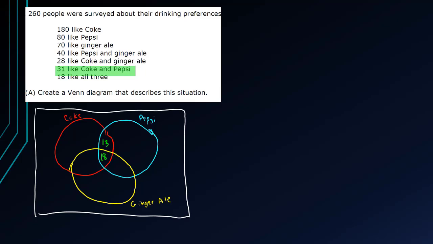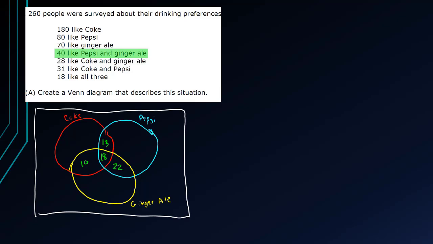I'm told that 28 like Coke and ginger ale, so I'm looking at this region right here. But remember again, 18 of those 28 like all three, so I'm not going to count them twice, which is why a 10 goes out there. And same thing for the 40 that like Pepsi and ginger ale. That's in this region right here, but 18 of those 40 like all three, so I'm not going to count them again, which means I'm just going to have 22 out in that region.